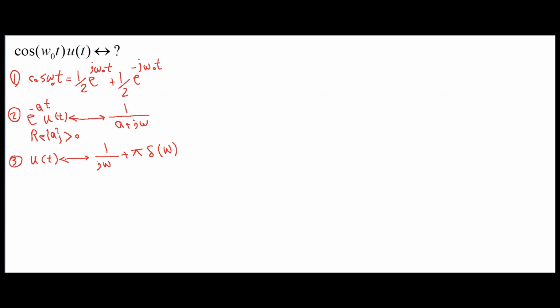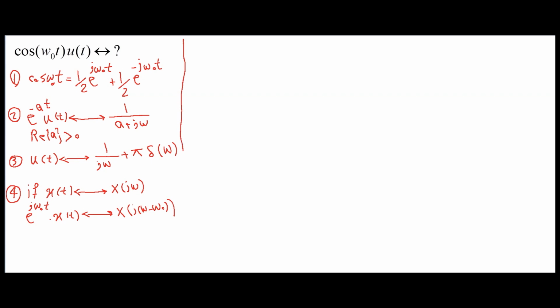And the fourth point is the frequency shifting property. According to this property, if the Fourier transform of signal x of t is X of omega, then the Fourier transform of e to the power of j omega 0 t multiplied by x of t will be X of j omega minus omega 0. Now that we have covered these key points, let's move on to solving the problem.